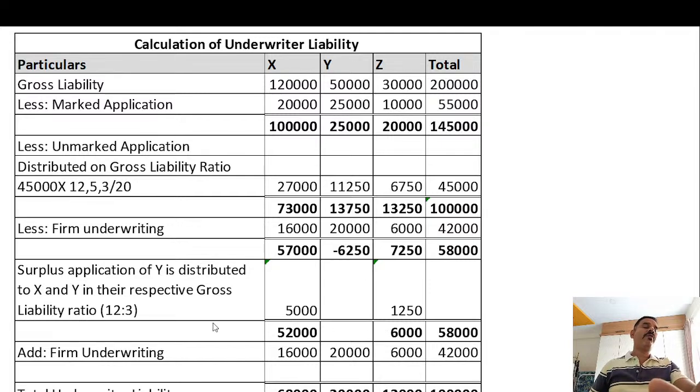Then again you have to add back firm underwriting. So definitely you will come to know how much is the actual total underwriter's liability. So why are you making less here and why are you making add back here?